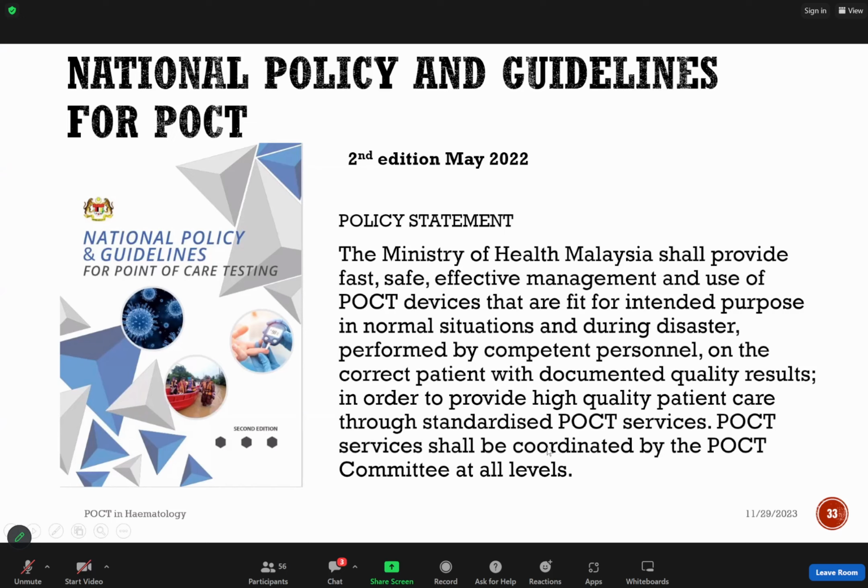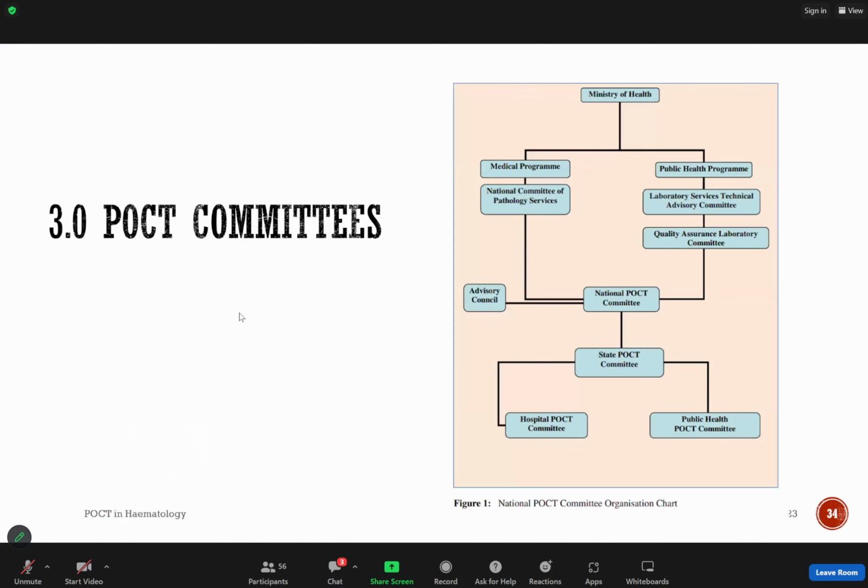POCT service shall be coordinated by the POCT committee at all levels. These are the POCT committees in MOH. In MOH, we have the medical program and the public health program. Under the medical program, we have the National Committee of Pathology Service, under which the National POCT Committee sits. Under the National POCT Committee, we have the State POCT Committee, which is also responsible for the Hospital POCT Committee and the Public Health POCT Committee.